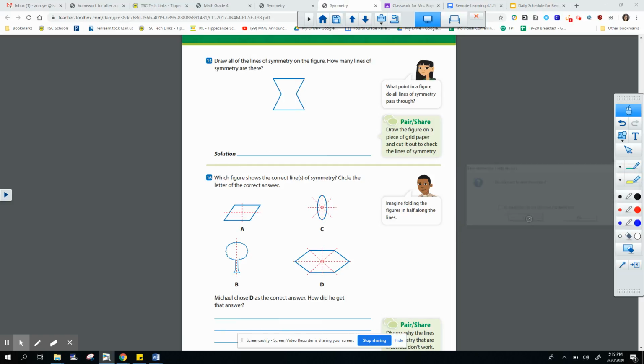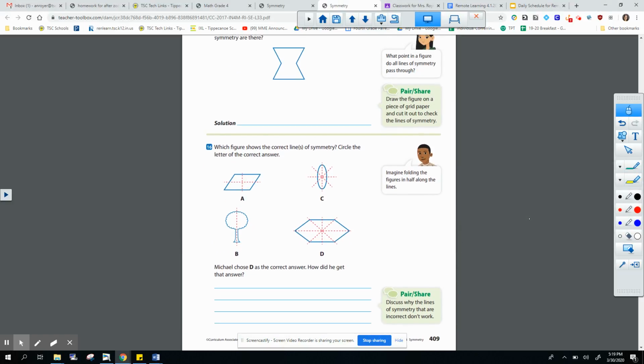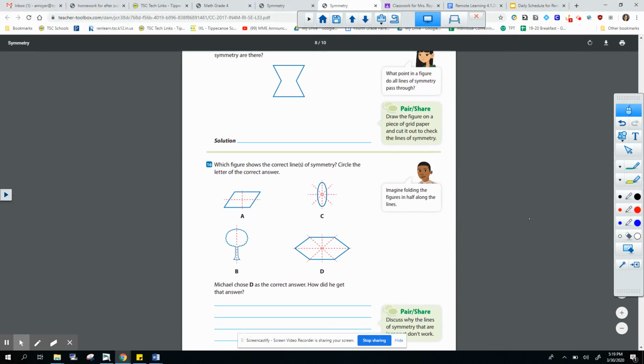Okay, I'm going to scroll down. I don't know if there's one more or not. Nope, that's it. So you're done for today. Now you should be able to do your workbook page on your own. Good luck.